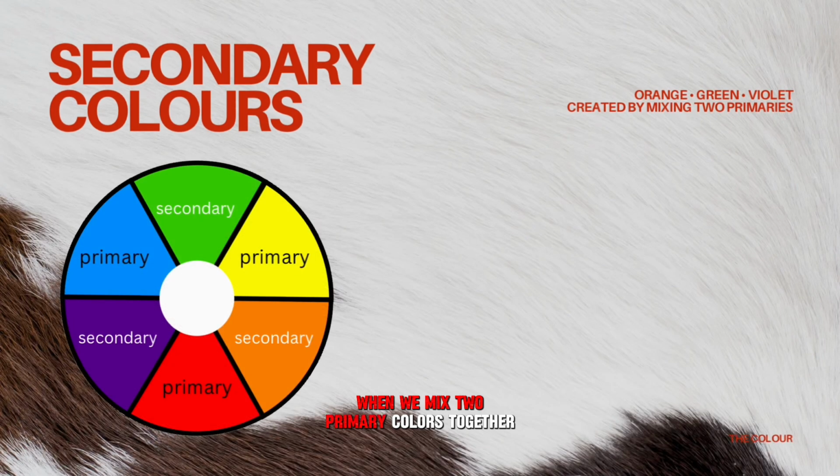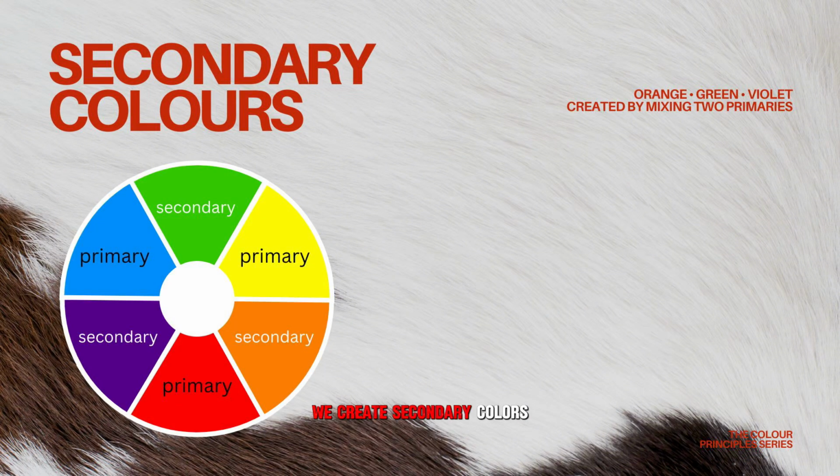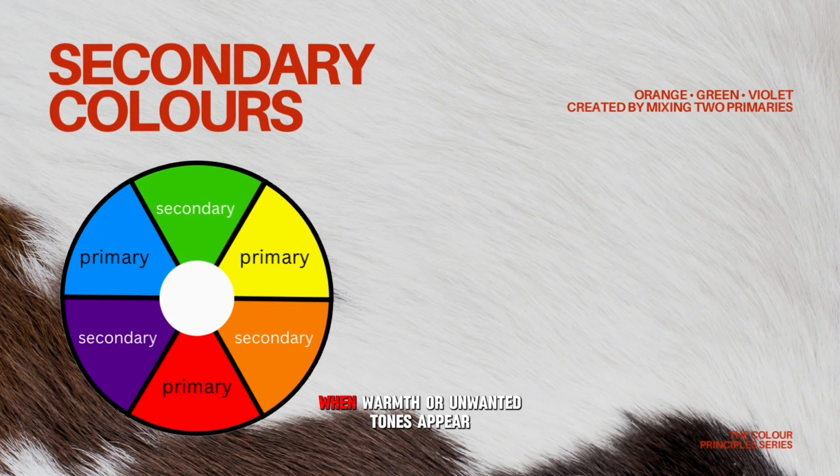When we mix two primary colors together, we create secondary colors. For example, red and yellow equals orange, yellow and blue equal green, and blue and red equal violet. These secondary colors play a major role in neutralization and correction. They are often what we are targeting when warmth or unwanted tones appear.